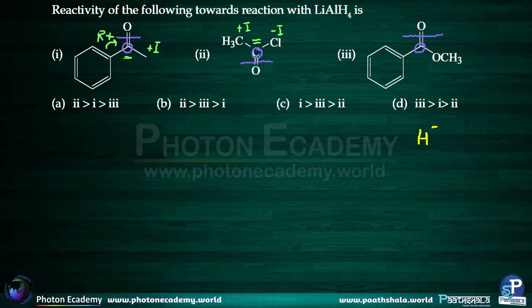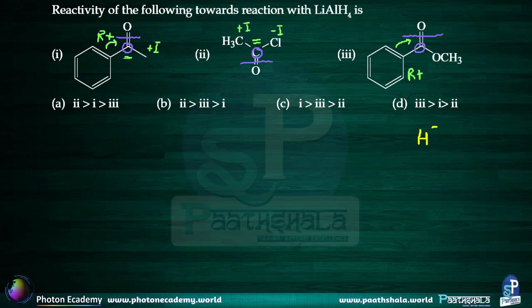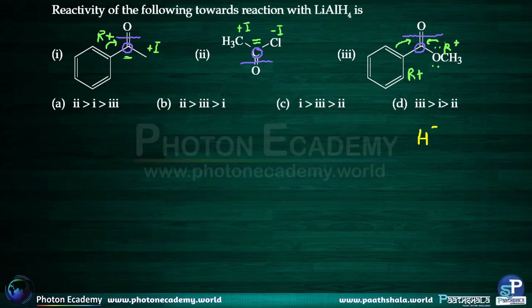Here we have a benzene ring, thus we know that it will enter into an R positive resonance, thus decreasing the positive charge on the carbonyl carbon. And we have OCH3, the oxygen atoms are going to have lone pairs which also enter into R positive resonance, further decreasing the positive character of the carbonyl carbon.